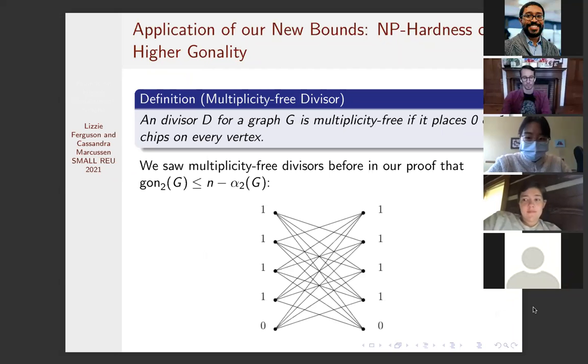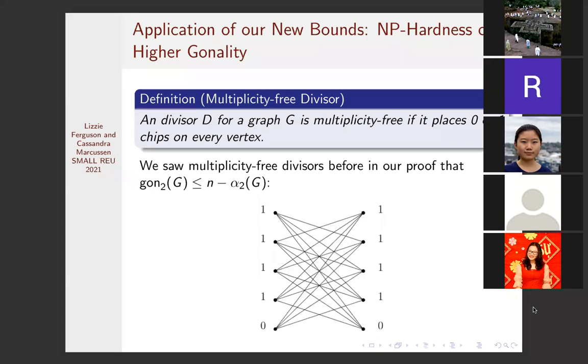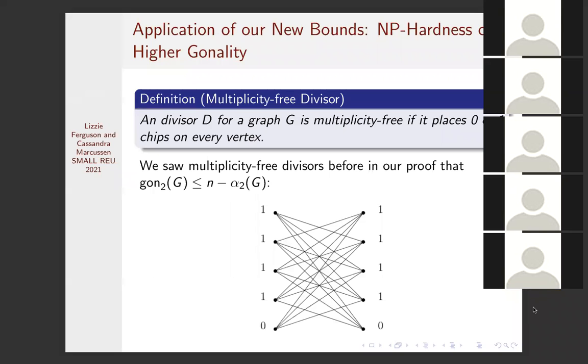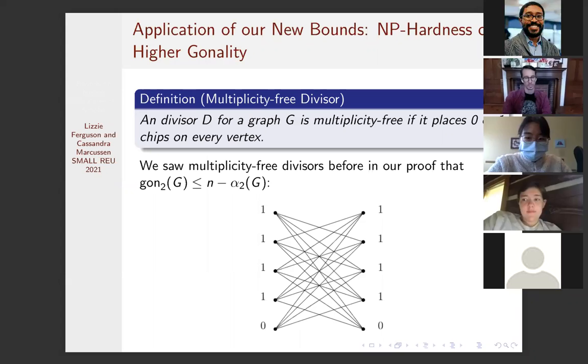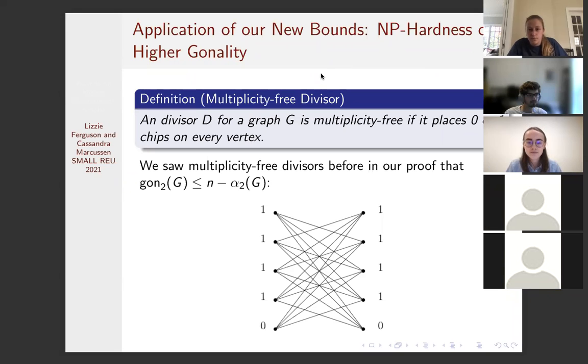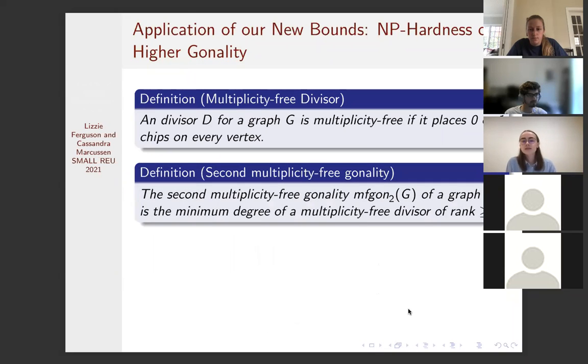So we've actually seen multiplicity-free divisors in our proof before, that gonality 2 was less than or equal to n minus alpha 2 with the crown graph. And this will be important later on in our proof of the NP hardness. And we then say that the second multiplicity-free gonality is the minimum degree of a multiplicity-free divisor of rank greater than or equal to 2.